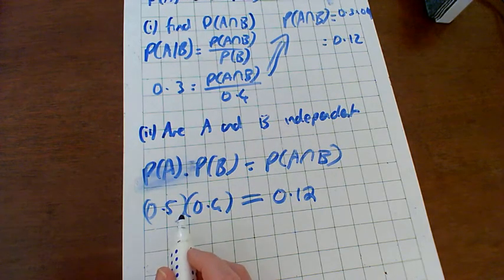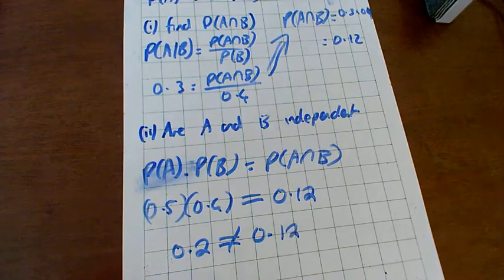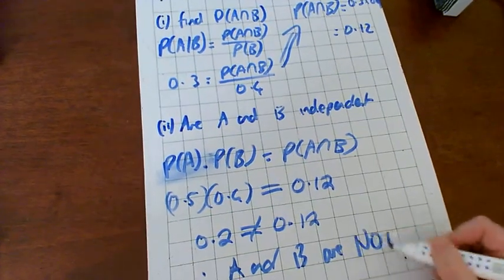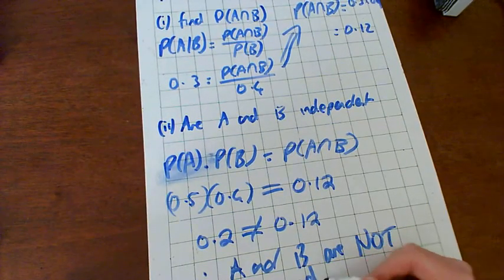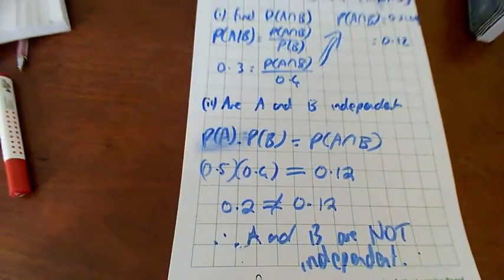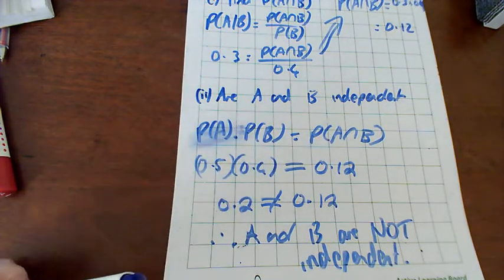Okay, and that works out to be 0.2. 0.5 by 0.4 is 0.2. That does not equal 0.12, therefore A and B are not independent. So you literally just multiply the two probabilities and it should be equal to that if it's independent. They're not independent. Right, last example.